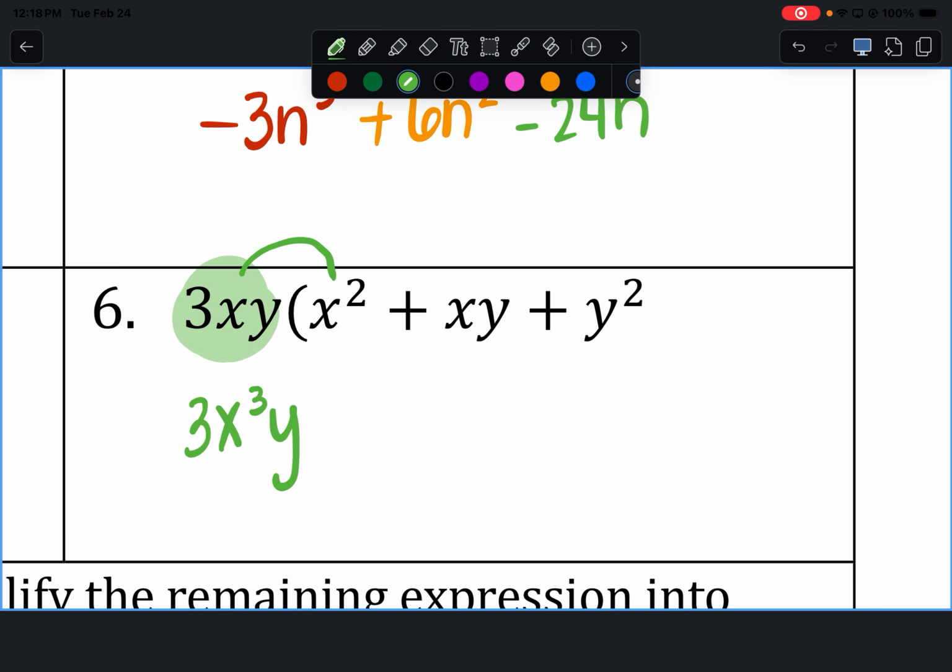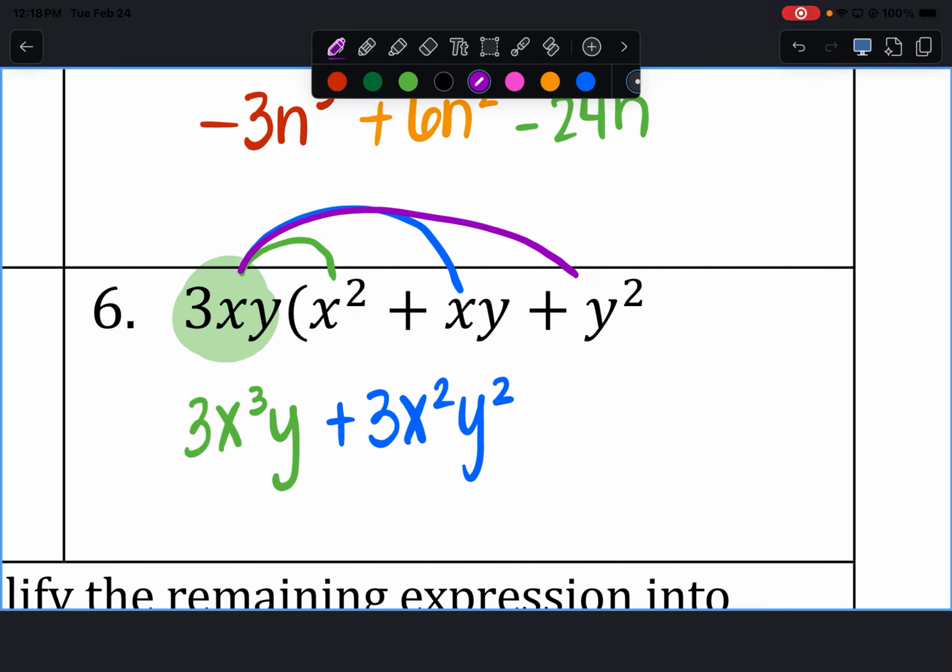After we do that, what do I need to multiply it by next? 6y. So what would 3xy be multiplied by xy? 3x squared y squared. And then we have 3xy times y squared to get... And is that in standard form? Yes, it is.